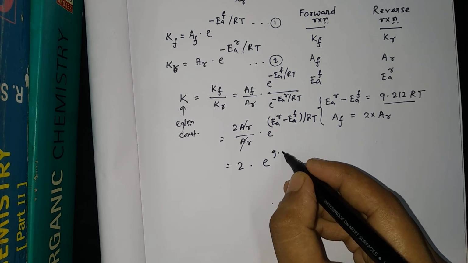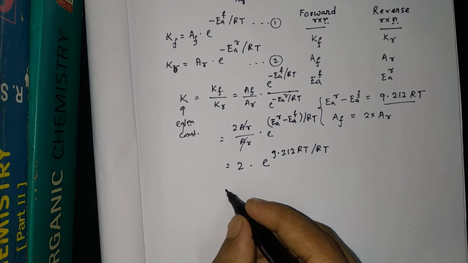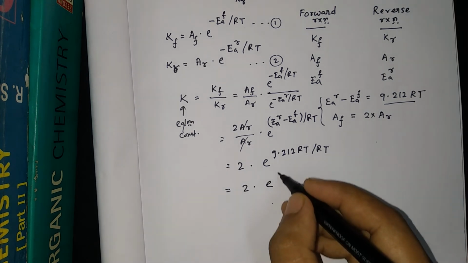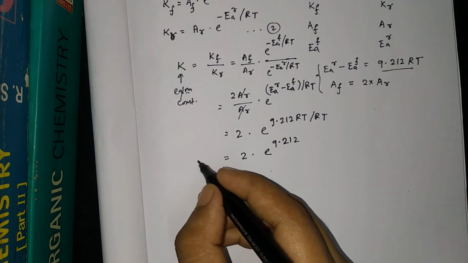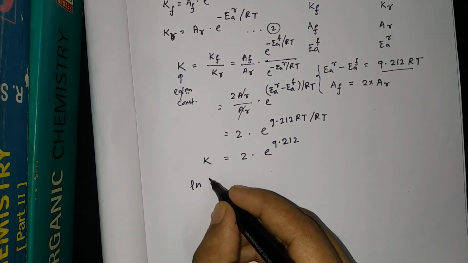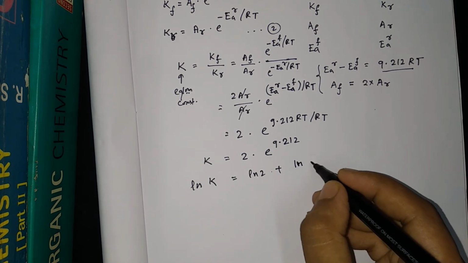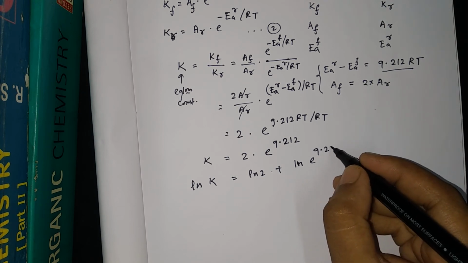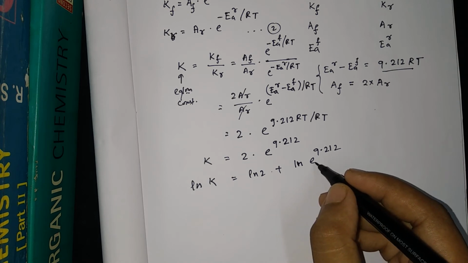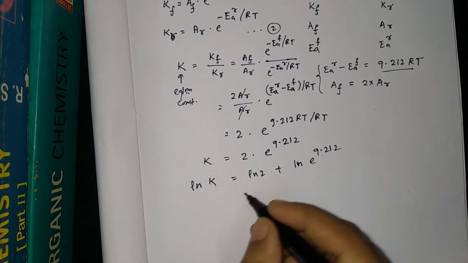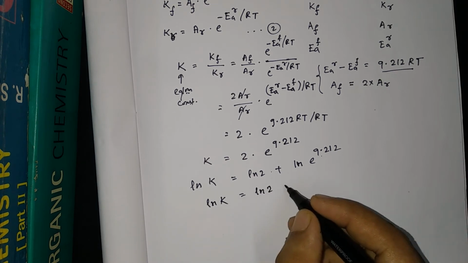So 9.212 RT by RT. Now this RT will cancel out and it will be 2 into e to the power 9.212, and this is equal to K. So now on both sides we will take ln. So ln K equal to ln 2 plus ln e to the power 9.212. So we know this has a base of e and here also e is there. So therefore the actual value is this 9.212. So ln K equal to ln 2 plus 9.212.